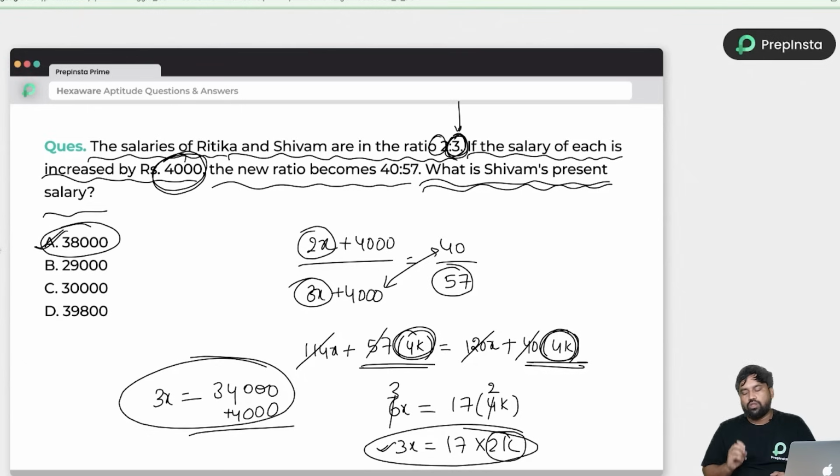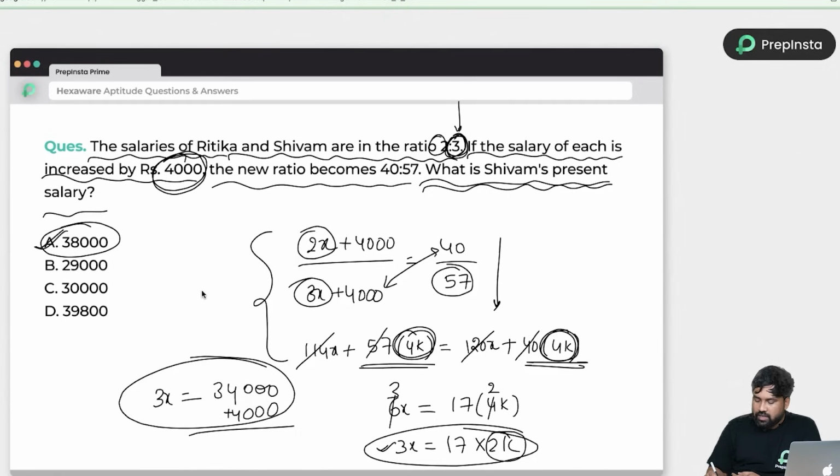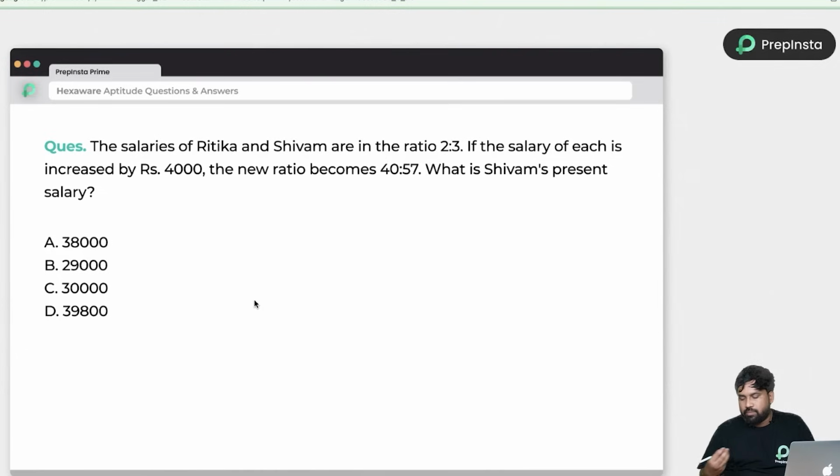This is how you need to do the problem in a smart method. Even though we have calculations, hardly will you take 30 seconds to do this problem. Okay, so it depends on the practice.